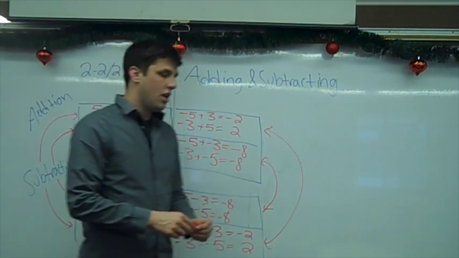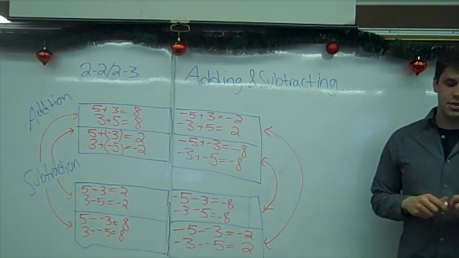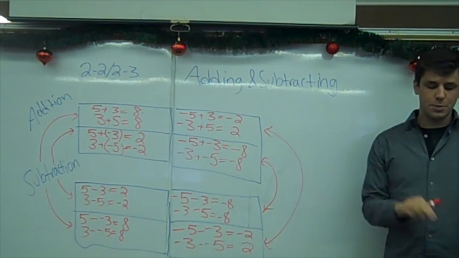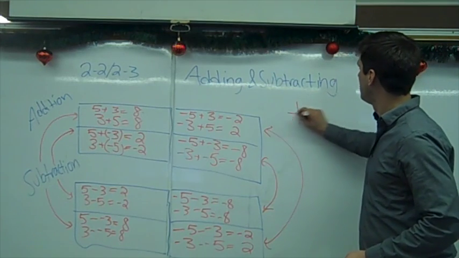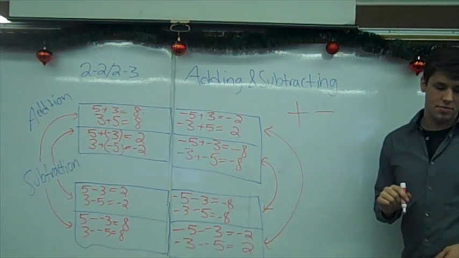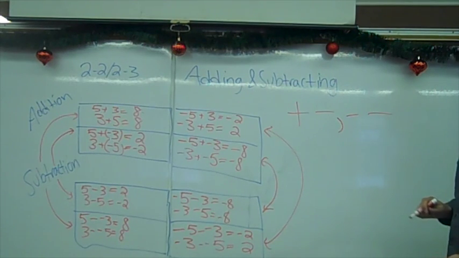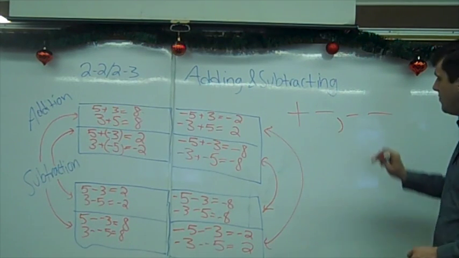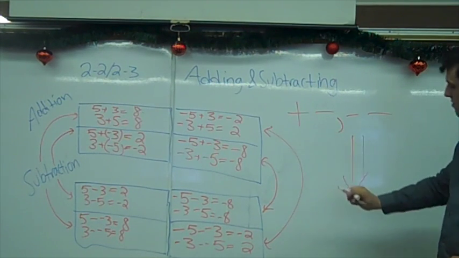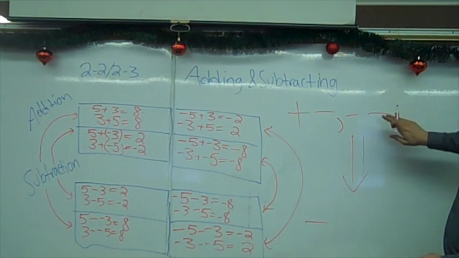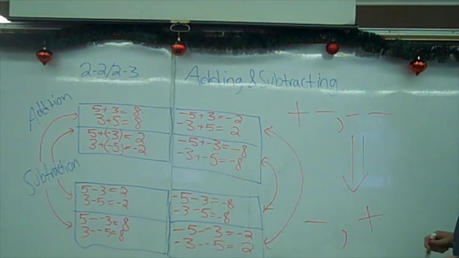Alright, so some general rules you should always remember. Some tips for adding and subtracting. The first one, this is the first blank you have to fill in, is get rid of plus, minus, or minus, minus, and turn those into, this becomes minus, and this one becomes plus.